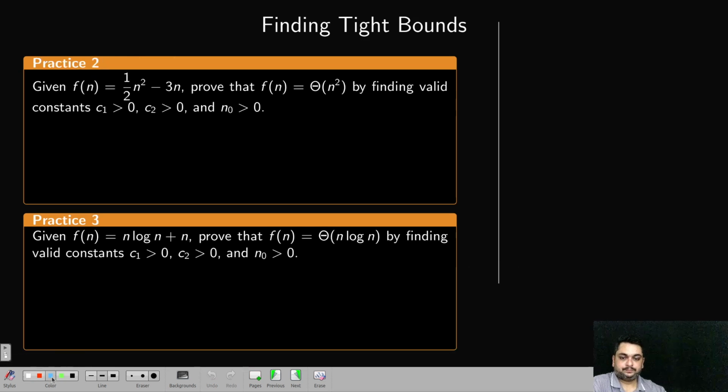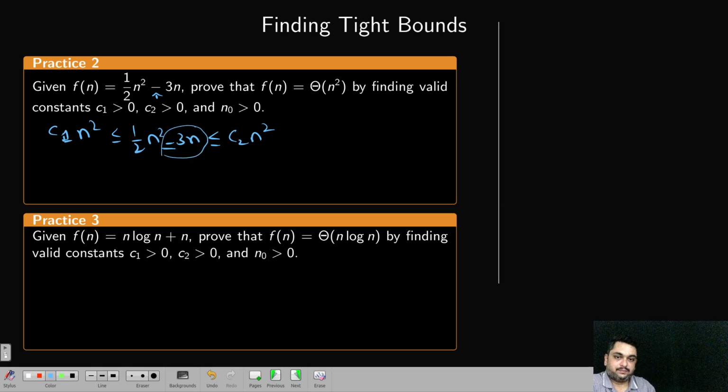Next. So there is a minus sign, so be careful. Here I have to bound it by theta n square. So now C1 n square is less than or equal to 1 by 2 n square minus 3n, less than or equal to C2 n square. Now be careful because it is minus here. If I choose C1 equal to 1, then it becomes n square less than 1 by 2 n square minus 3n. If I choose C1 equal to 1 by 2, it will be still 1 by 2 n square less than 1 by 2 n square minus 3n. See, it's subtracting something. This should be still lower. So let us choose C1 equal to 1 by 4.